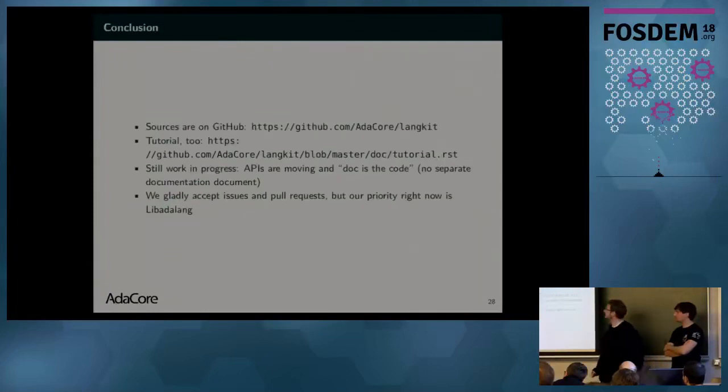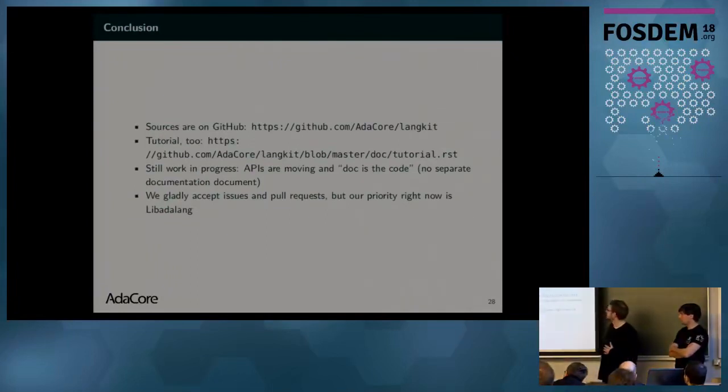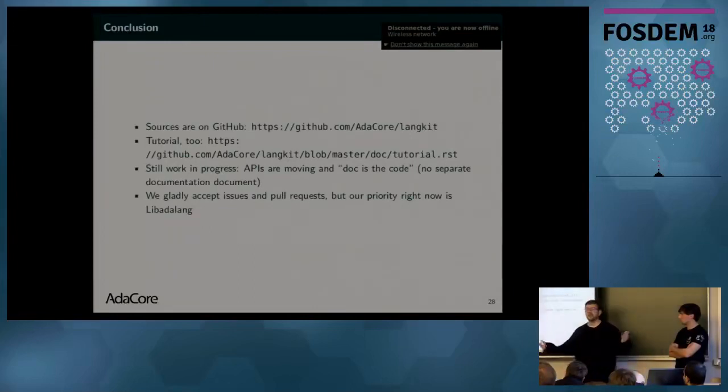So thank you for listening. You can find the sources for Langkit on GitHub here. And we have a tutorial, so if you want to write a new frontend for Langkit, you can find it here. So it's still a work in progress. APIs are moving, and for the moment, except the tutorial, we don't have much more doc. But we will gladly accept any feedback, issues, pull requests, etc. Thank you very much.